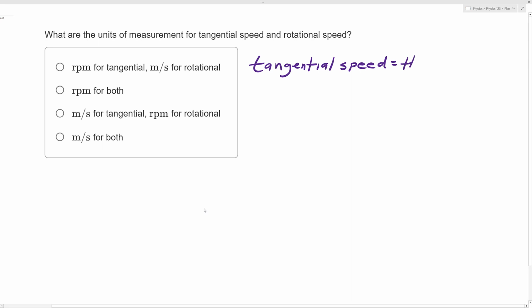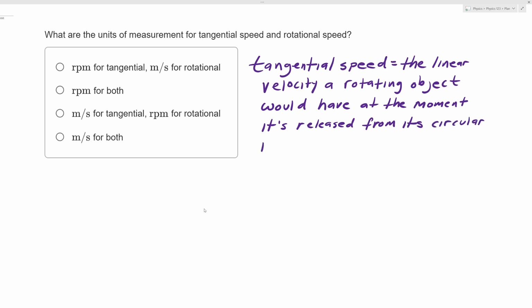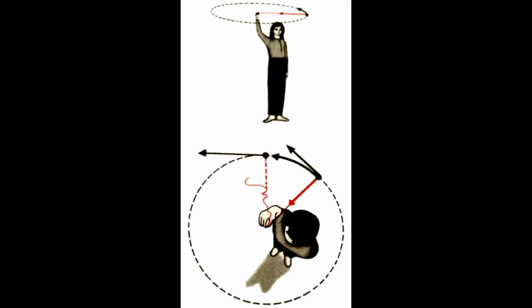Okay, tangential speed is the linear velocity a rotating object would have at the moment it's released from its circular motion. So imagine you tie a rock to a string and you're swinging that rock over your head in a circle, and then somebody walks up and cuts the string. The rock flies off in a straight line, and that straight line velocity that rock has at that moment is the tangential velocity, which is just a regular old linear velocity.